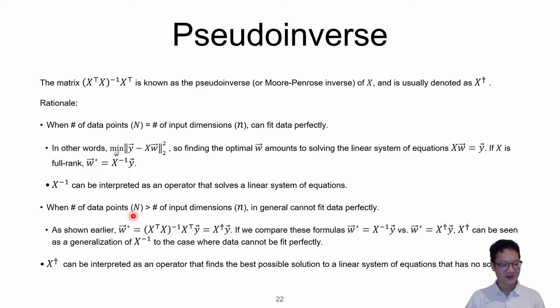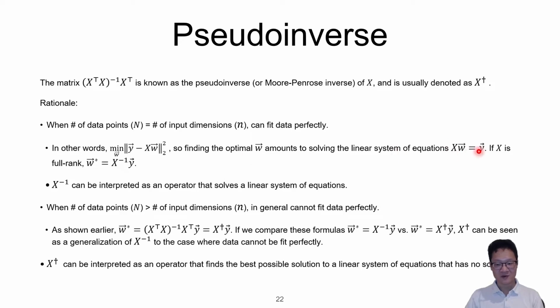Previously, we looked at this general case and saw that W star equals X transpose X inverse X transpose Y. If we call the first part X dagger, then that's X dagger Y. This kind of looks like X inverse Y, but not really an inverse. That's why X dagger is called the pseudo inverse. It can be seen as the generalization of the inverse to the case where the data cannot fit perfectly, which is actually the typical case. In terms of linear algebra, X dagger, the pseudo inverse, is the operator that finds the best possible solution to a linear system of equations that has no solution.